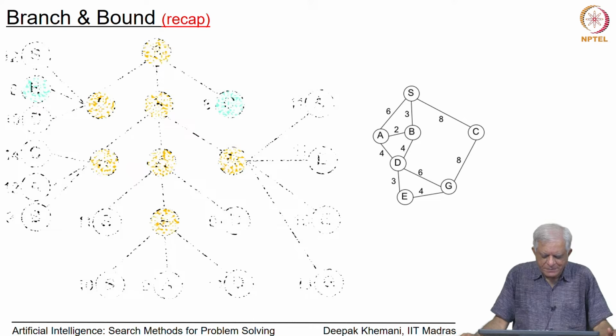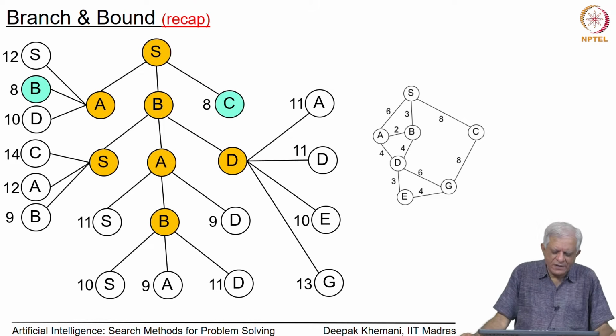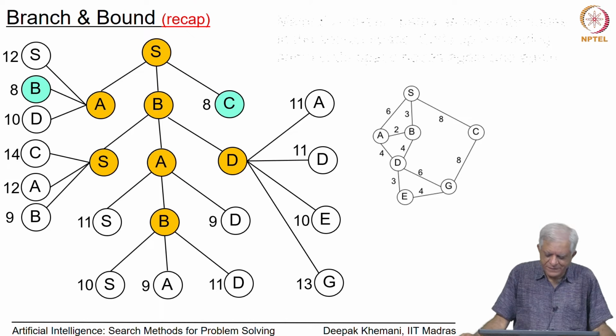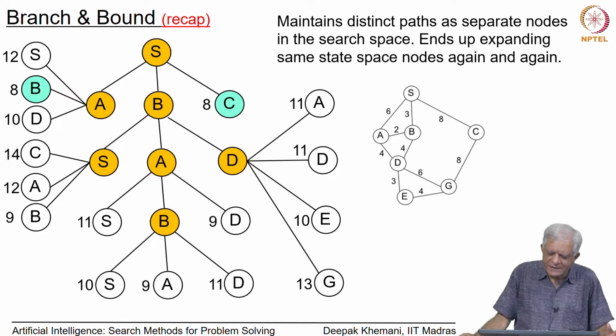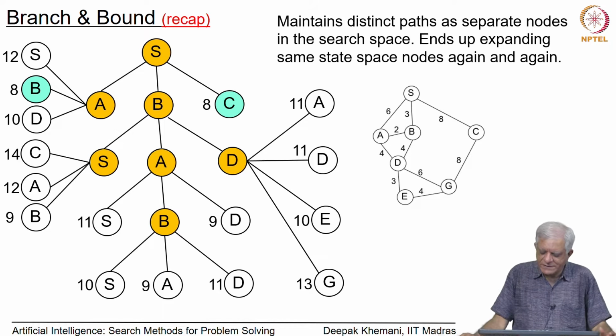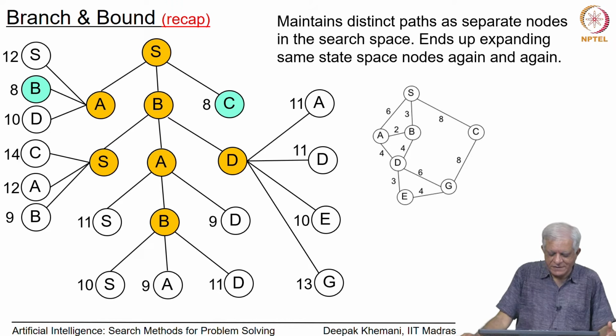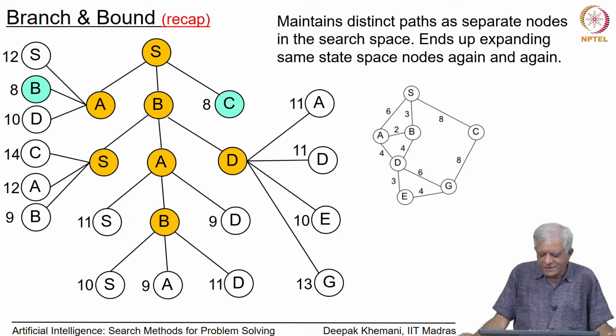So, just a quick recap: branch and bound maintains distinct paths as separate nodes in the search space. So, what you see on the left is the search space, and the graph that we are searching is shown on the right. So, you can see that even though a node occurs only once in the graph, as should be the case, in the search space a node occurs many times.